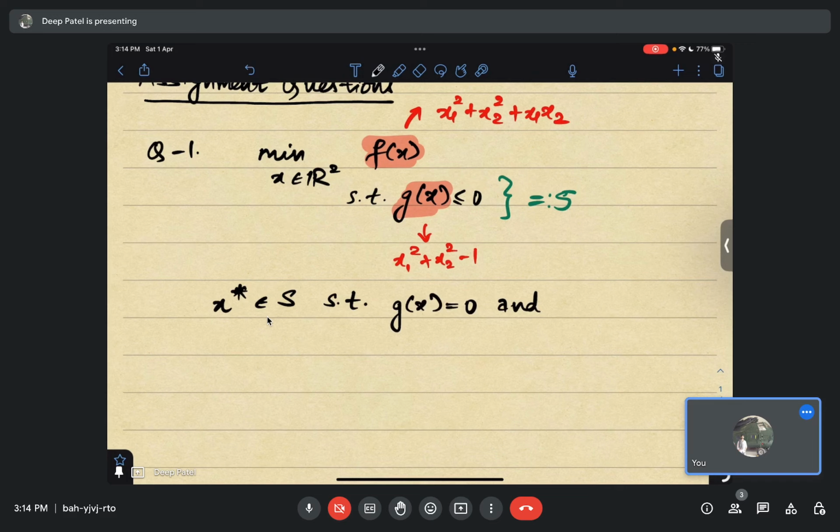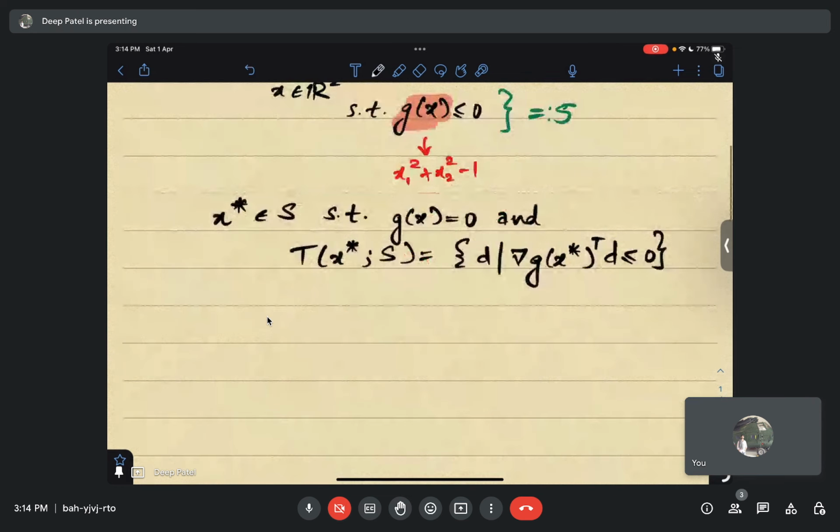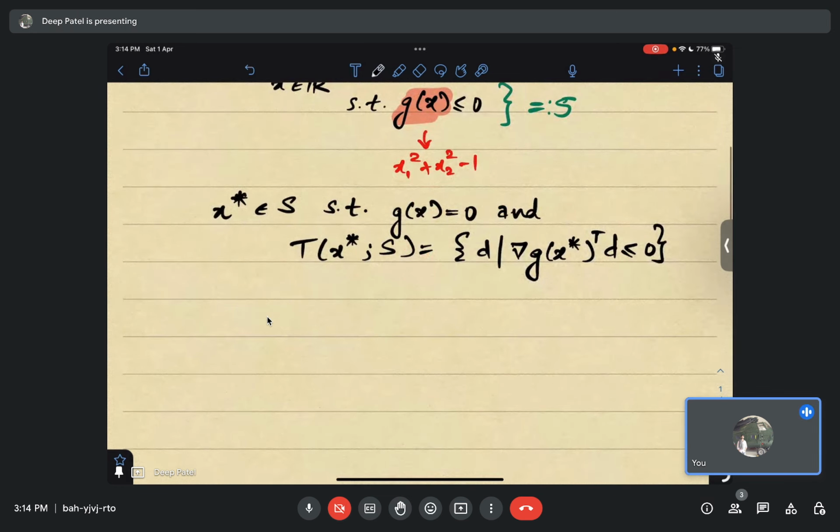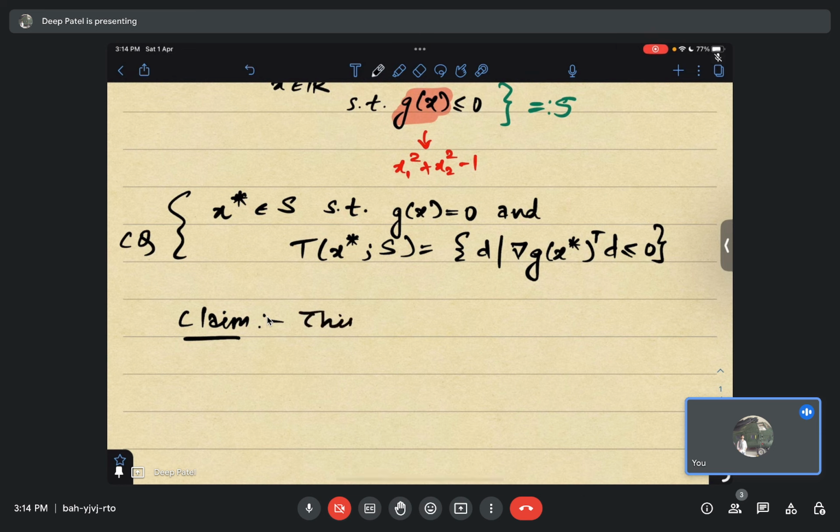And at this point the tangent cone looks like this: all the directions t such that this gradient makes an obtuse angle with these directions. Okay, now the claim is, so this is the CQ, right? This is a constraint qualification. So the claim is that this constraint qualification holds at x star equals 1, 0.